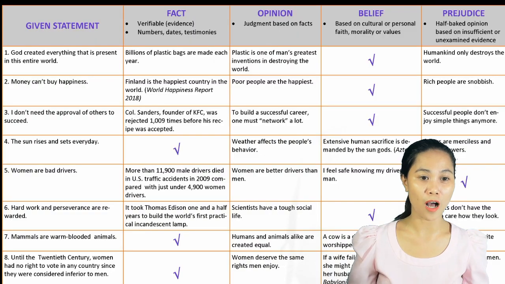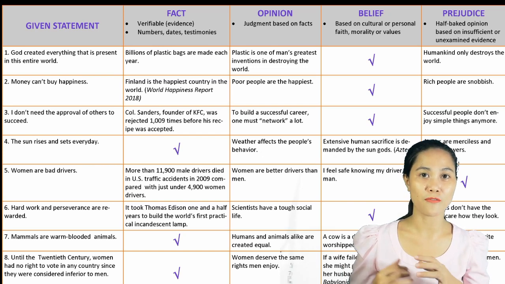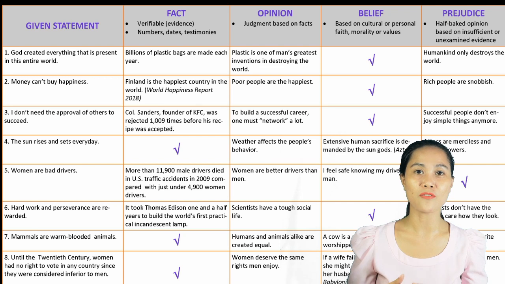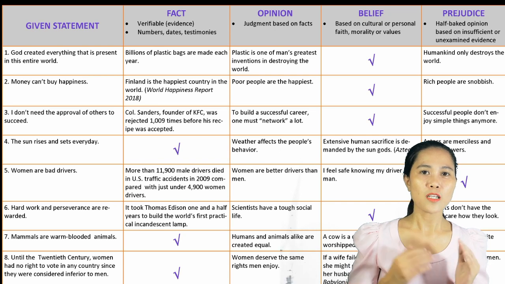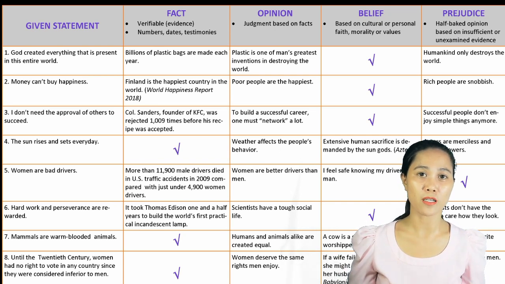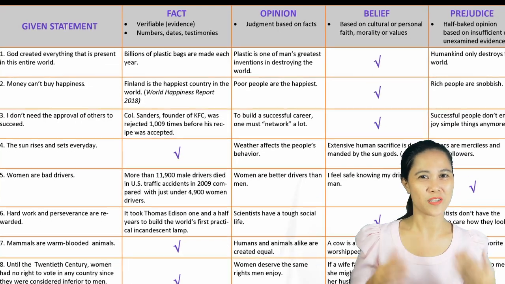So you see the first column, that is the given statement. The second column is the fact. Third is the opinion, belief. Fourth and the fifth or the last in the columns of this matrix, I call this the FOBP matrix, is the prejudice. So fact, opinion, belief, and prejudice. This is what I usually use for my students. I want them to see the bigger picture. Now, let us first differentiate a fact from an opinion from a belief from a prejudice, and vice versa.